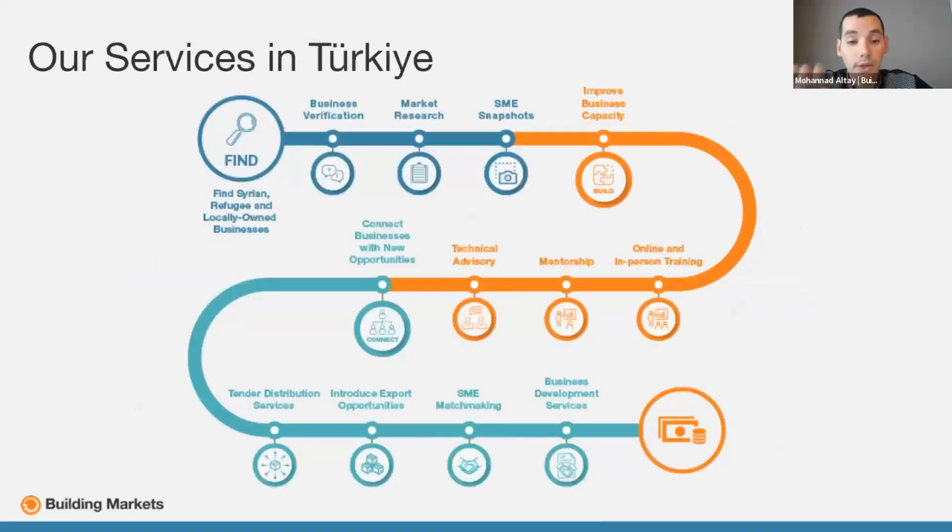And next, we will quickly review together the services, all the services that we are offering to our beneficiary community in Turkey. And again, we will see each service and how it is related to the three pillars. So the first pillar, again, is the Find pillar. It is here in the dark blue color. In this scope, we implement three main services.